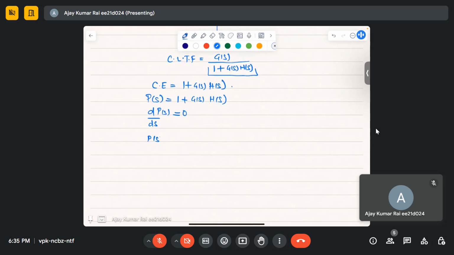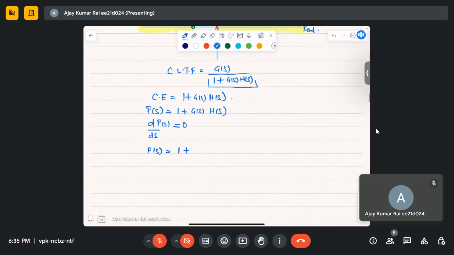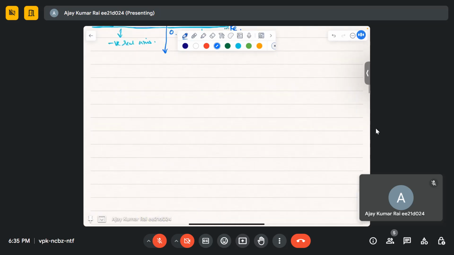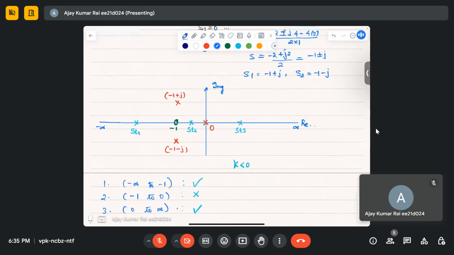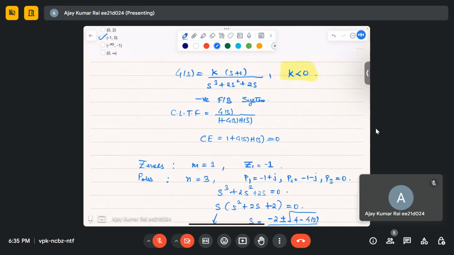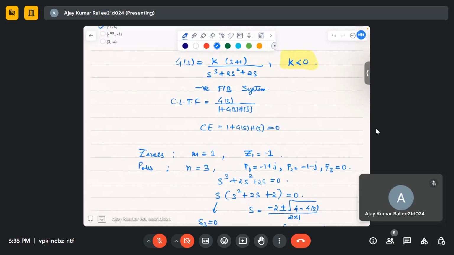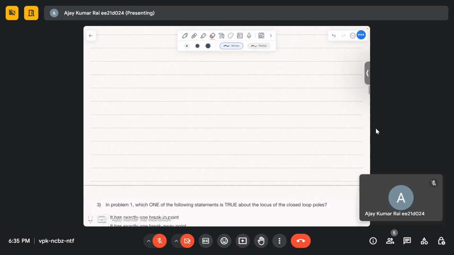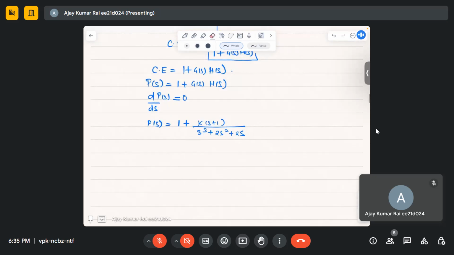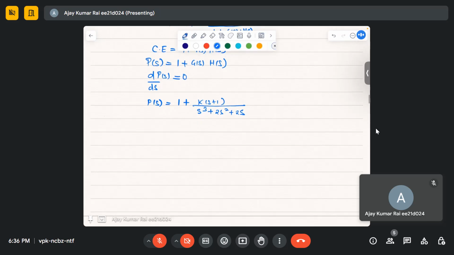So first, what is P(s)? P(s) is 1 plus G(s). G(s) is K into (s plus 1) over (s cube plus 2s square plus 2s). I hope this is correct. Let me just check: K into (s plus 1) over (s cube plus 2s square plus 2s). Correct. So let's differentiate it.